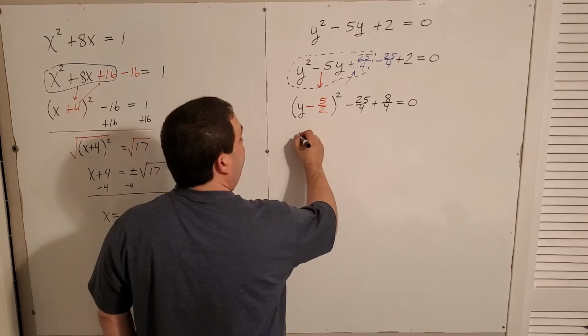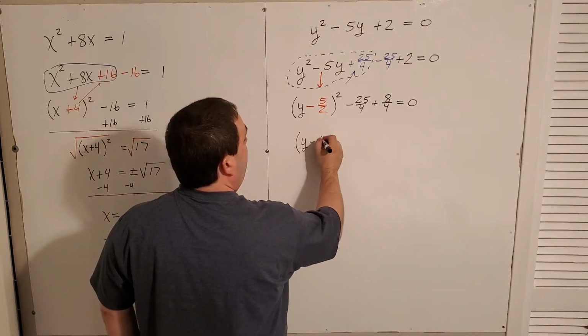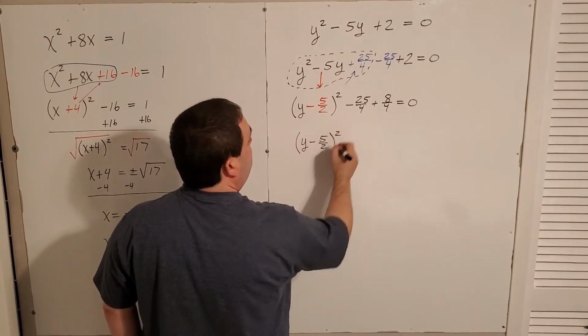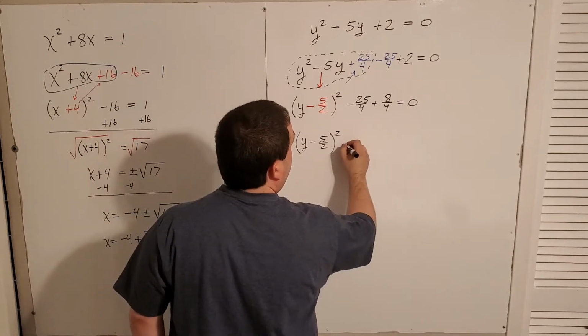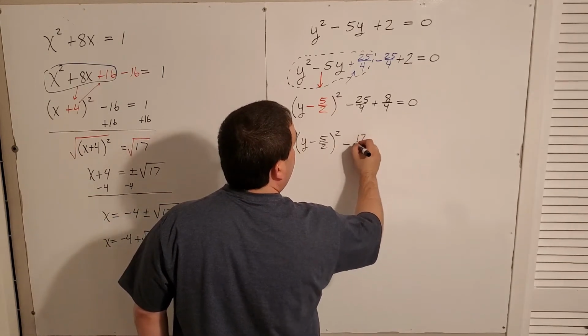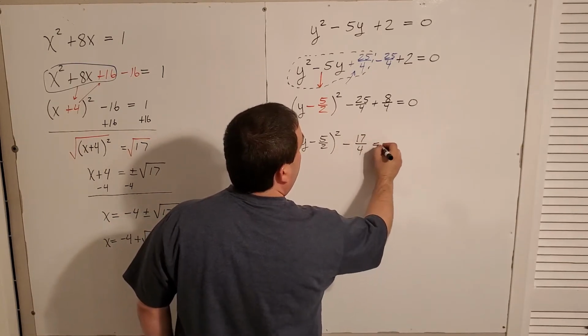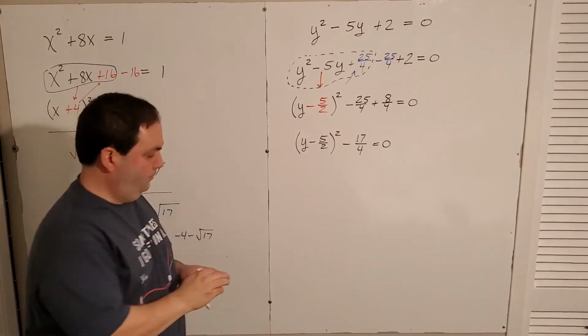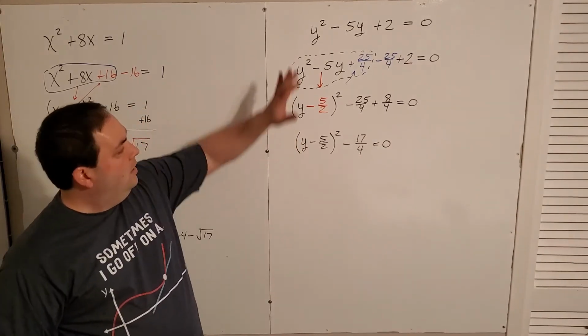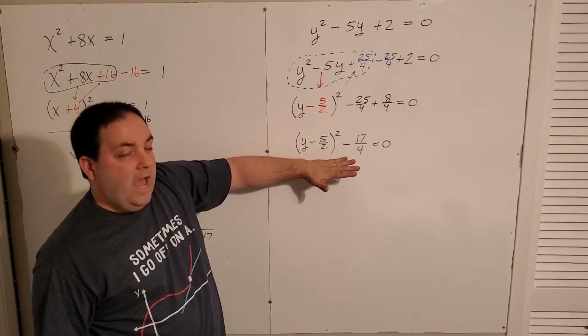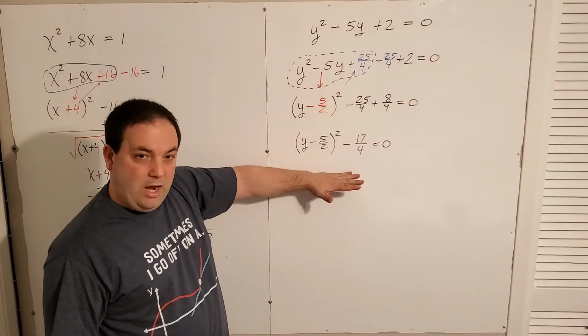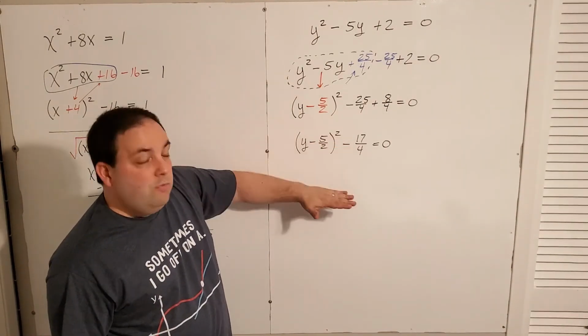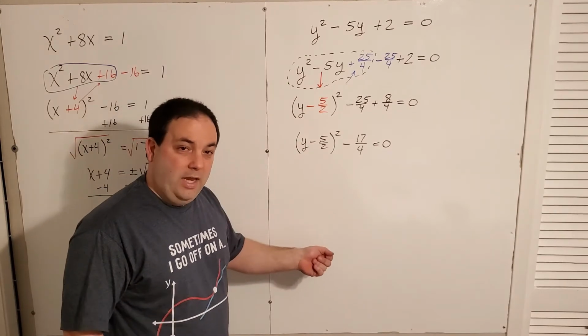Okay, so I'm simplifying here. y minus 5 over 2 squared. And then I'll have negative 17 over 4. And it's still equal to 0. Okay, so at this point, I have finished completing the square. Now I'm going to move on to solving for y.